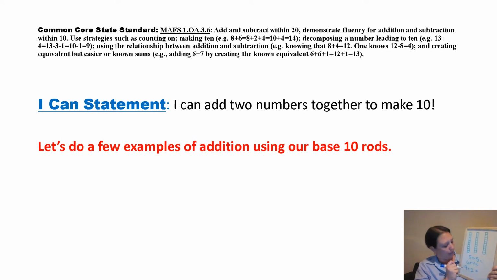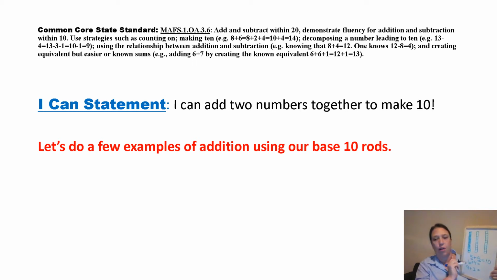Our first example, we're going to be doing the addition sentence 5 plus 5. So our first step would be to color in 5 blocks. Okay, so that represents the first digit in the addition sentence. Our next digit is also 5, so we're going to be coloring in 5 more blocks. Now that the entire rod is colored in, we know that 5 plus 5 equals 10.